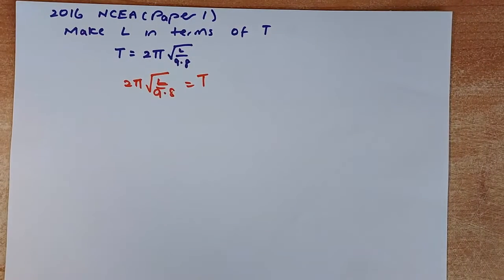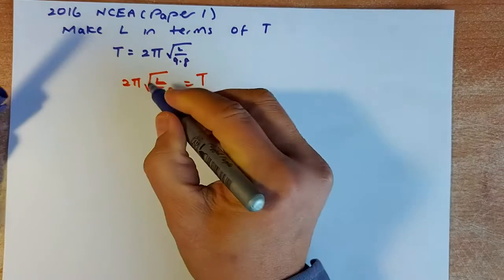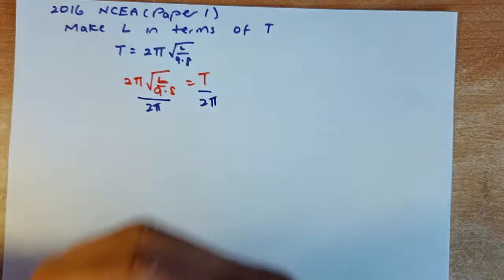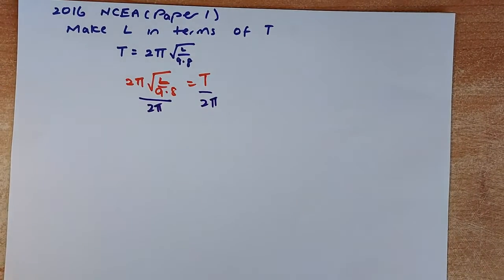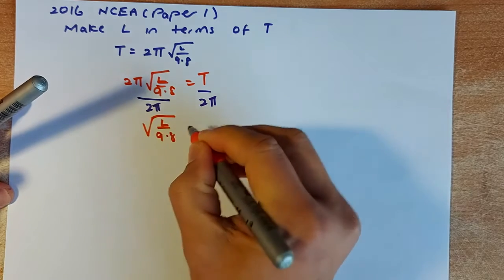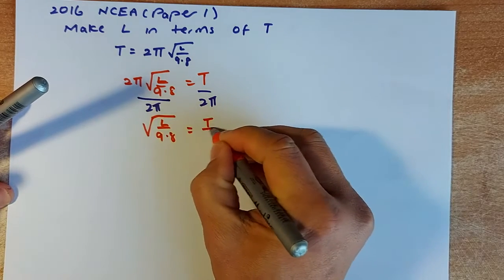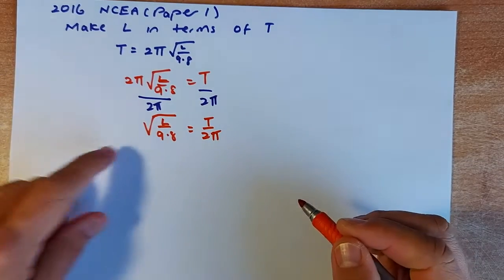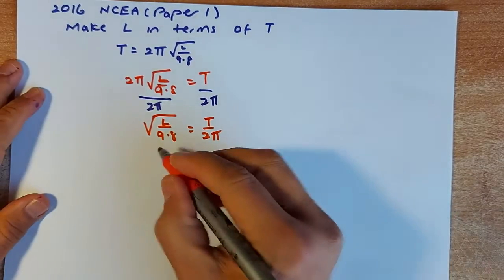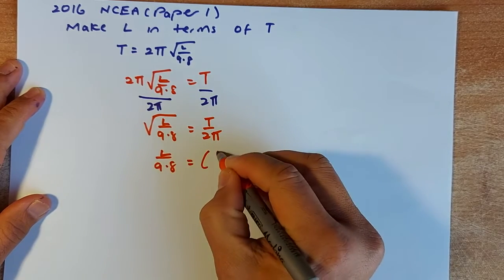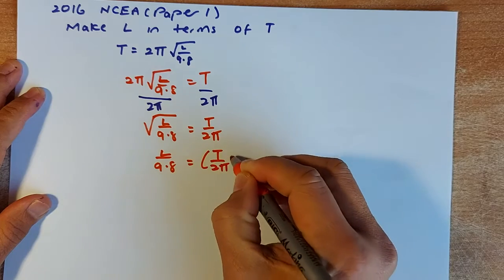The first thing you need to do is to get rid of the 2 pi. To do that, you're going to divide by 2 pi on both sides. So what you are left with is the square root of L over 9.8 equals T over 2 pi. Then you are going to get rid of the square root. The reverse of square root is square. So L over 9.8 is (T over 2 pi) squared.